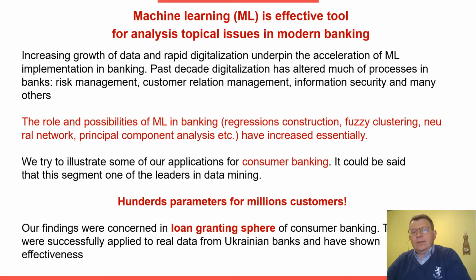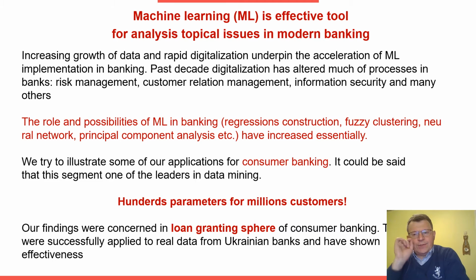It concerns risk management, customer relationship management, information security, cyber risk, and so on. The role and possibilities of machine learning tools have greatly increased in banking. It concerns regression of different types, fuzzy clustering, of course neural networks, and others. What's the reason for this? The basic reason is that now a customer of a bank can be represented by hundreds of parameters, for millions of customers. An average bank now involves more and more customers, millions of customers, and each customer can be estimated by very many parameters.